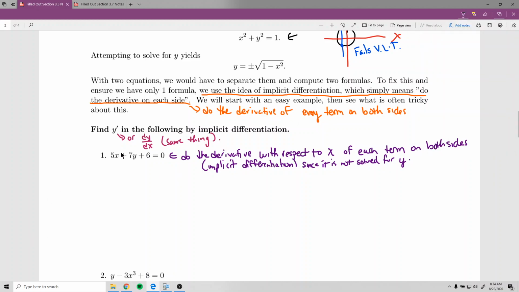So the derivative with respect to x, the reason for that is the way we write y prime. Y is our dependent variable. Y is not the thing we want to find the derivative with respect to. If this said x prime, then we would actually do d over dy. Since it says y prime, we want to do d over dx of everything. So we do the derivative with respect to x of 5x plus the derivative with respect to x of 7y plus the derivative with respect to x of 6 equals the derivative with respect to x of 0.